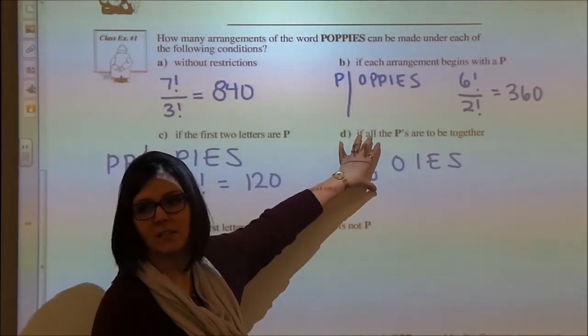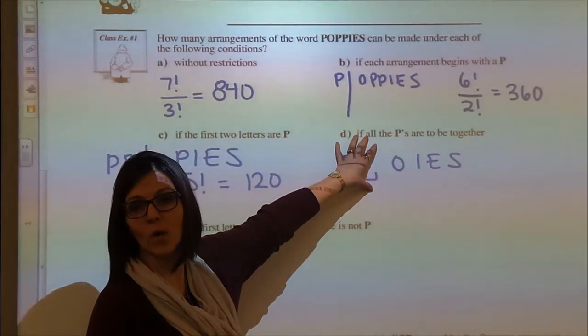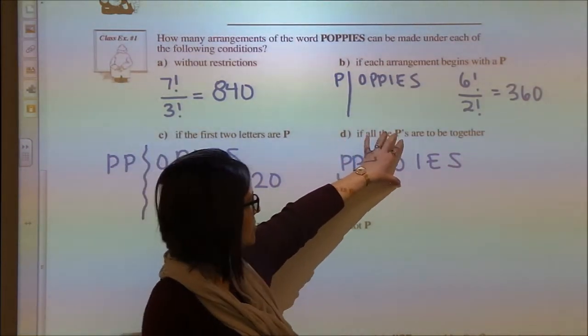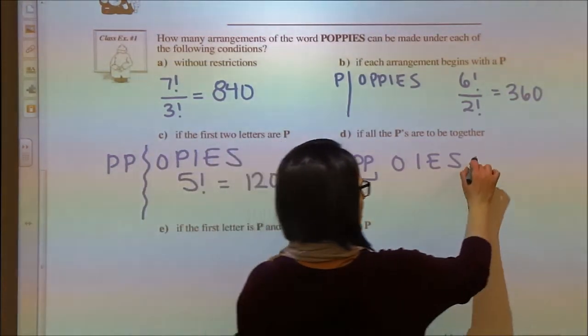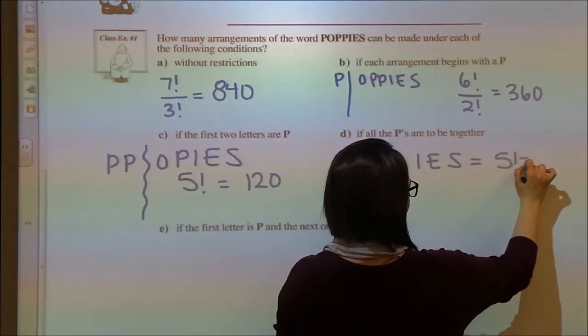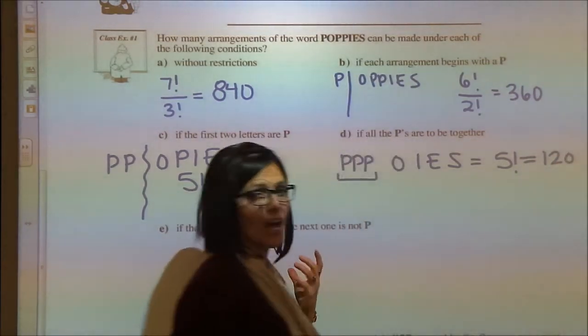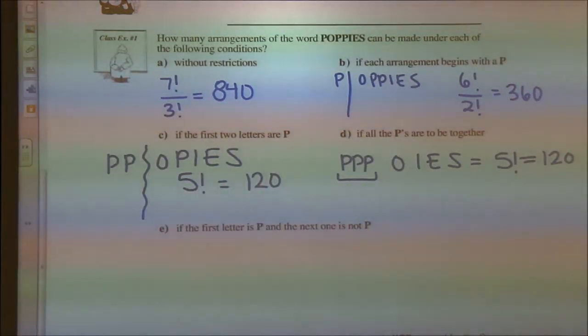So count this as being a slot of its own. The 3 P's are 1 slot. So then I have 1, 2, 3, 4. I still have 5 slots. It's just that the 3 P's are one of those slots. So I would have 120 different arrangements where all 3 P's were put together.